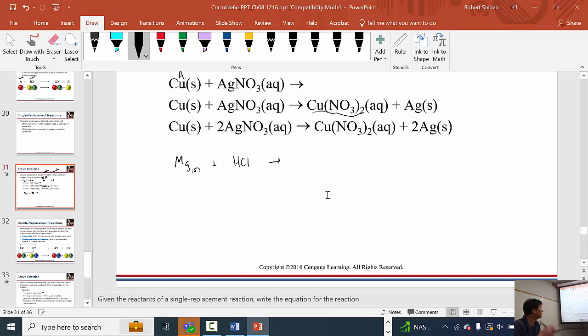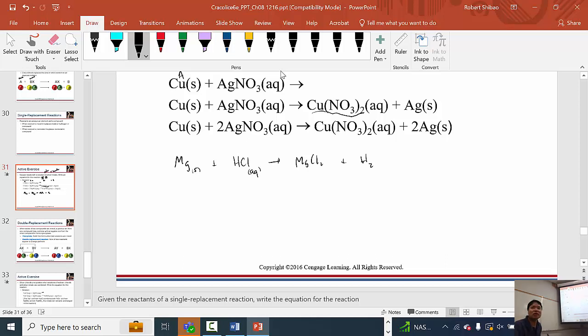Okay, what forms here? MgCl2 plus. Okay, what's the formula for hydrogen? H2. Okay, let's put down the states. HCl should be gas in the pure form, but hydrochloric acid is always aqueous. Magnesium chloride.